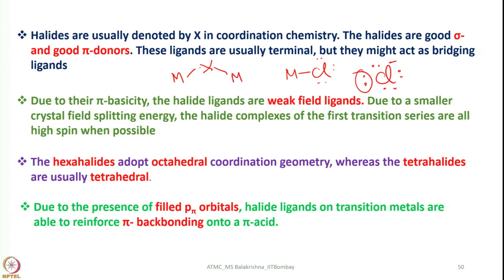Now, if this is a covalent bond, you should remember this is a coordinate bond, this lone pair is coming. If another is there, this can also come like this. If it is triply bridging, one is a covalent bond and the other two are coordinate bonds. So, let me stop at this and maybe continue discussing more interesting chemistry of halogens in my next lecture. Until then, have an excellent time.